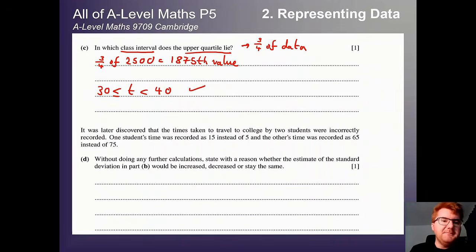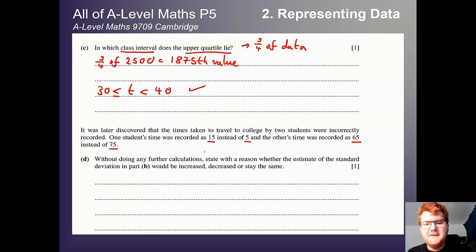And part D here. It was later discovered the times taken to travel to college by 2 students were incorrectly recorded, the classic incorrection in the data. One student's time was recorded as 15 instead of 5, and the other's time was recorded as 65 instead of 75. Without doing any further calculations, state with a reason whether the estimate of the standard deviation in part B will be increased, decreased, or stay the same.